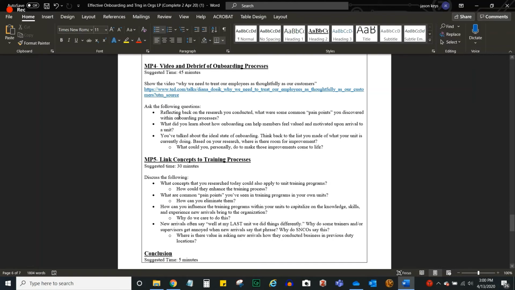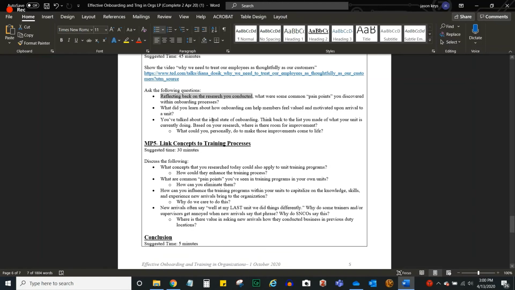And so the first thing you're going to ask them is, reflecting back on the research they conducted in that 3-hour project, what were some common pain points they discovered within onboarding processes? What did they learn about how onboarding can help members feel valued and motivated upon arrival?